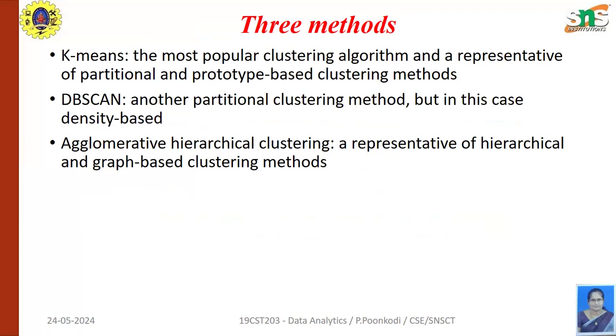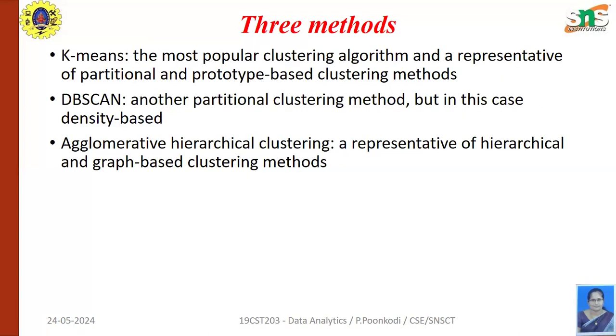There are 3 methods which are used for these clustering techniques: K-means, DB-scan, and agglomerative hierarchical clustering. K-means is the most popular clustering algorithm, and it uses partitional and prototype-based clustering methods. The next one is DB-scan. It is another partitional clustering method, but it uses the density-based approach. The next one is the agglomerative hierarchical clustering. It is a representative of hierarchical and graph-based clustering methods.